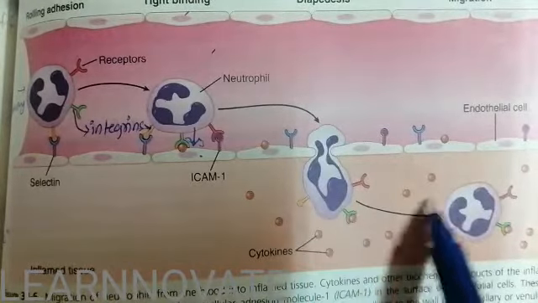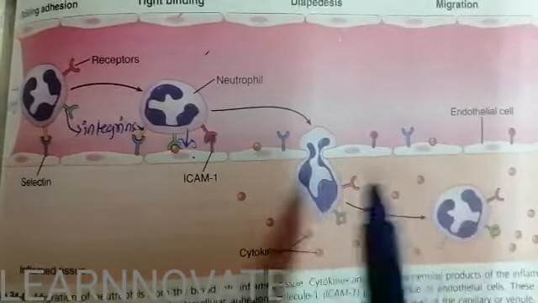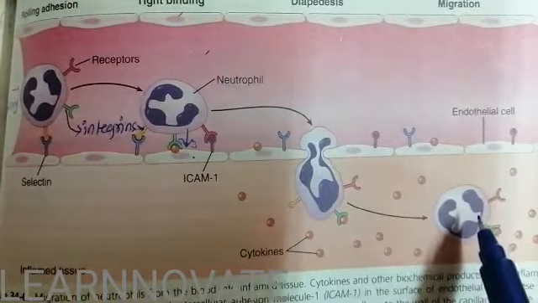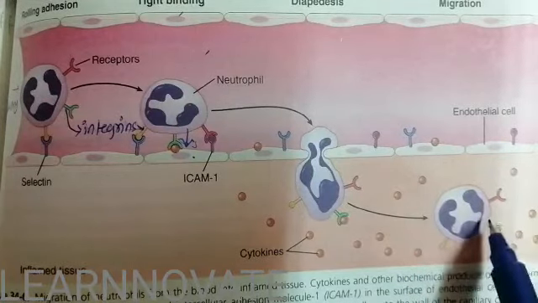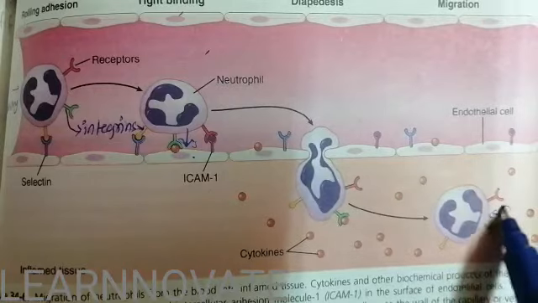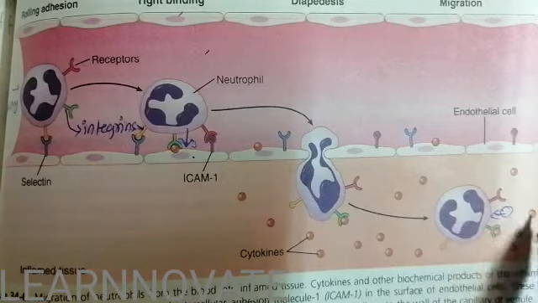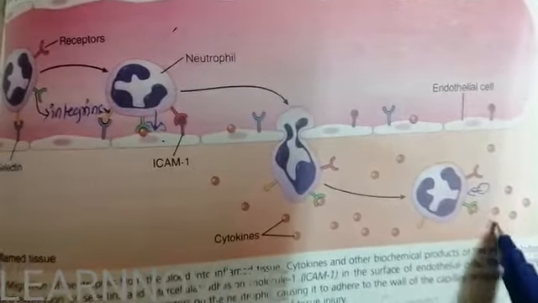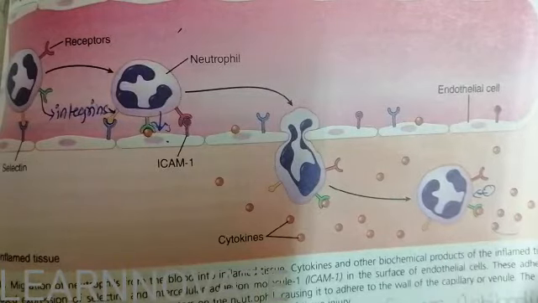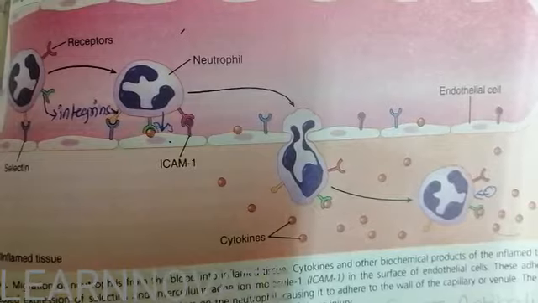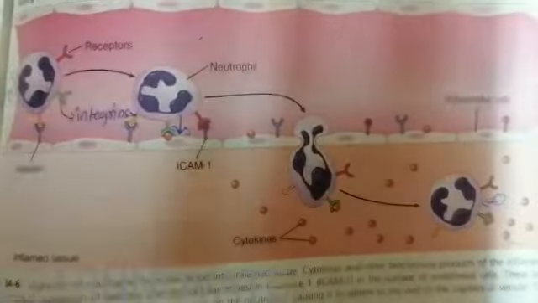Then they migrate towards the site of inflammation or the site of infection. That process is called migration. After migration, the neutrophil attaches to the injured site and digests the pathogen or bacteria present there by the process of phagocytosis, and then it releases some products, which you can see here. These are the products released from the neutrophil after phagocytosis, and they include substances that decrease the inflammation. In this way the pathogen is cleared and the inflammation decreases.